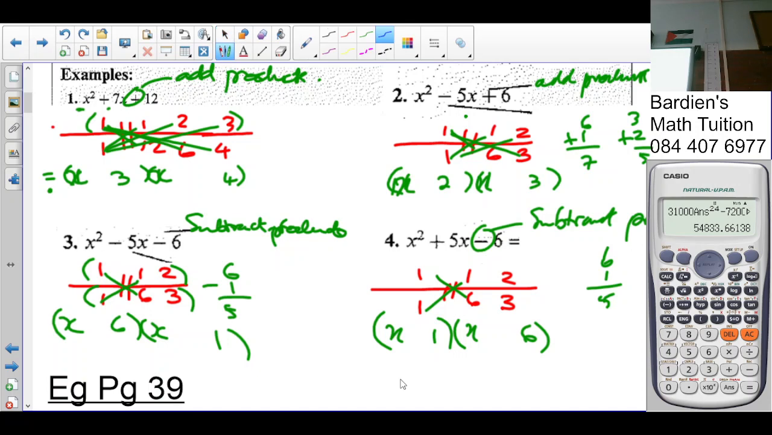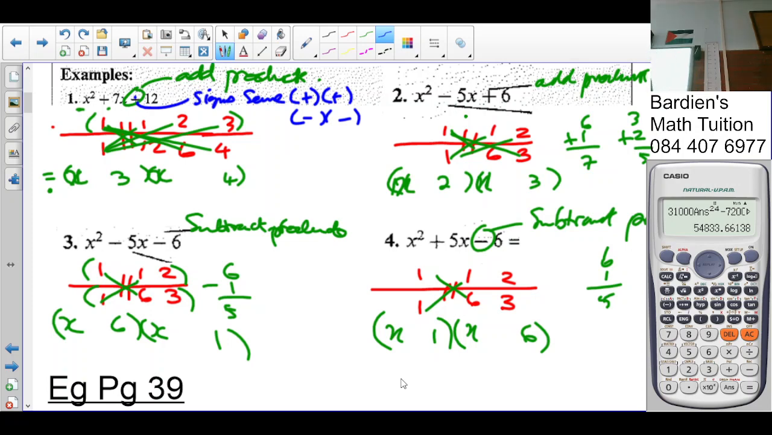So if this is positive, the signs must be the same. In other words, both are plus or both are minus. Why? Because a positive times a positive is positive, or a negative times a negative is positive. Can you see that? So if the last term is positive, both sides must be positive or both sides must be negative. One of the two.